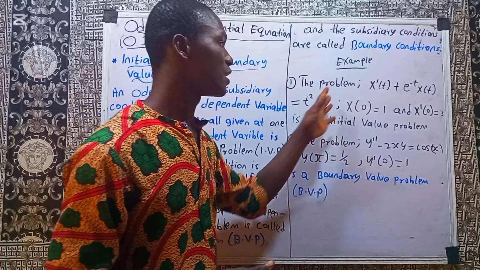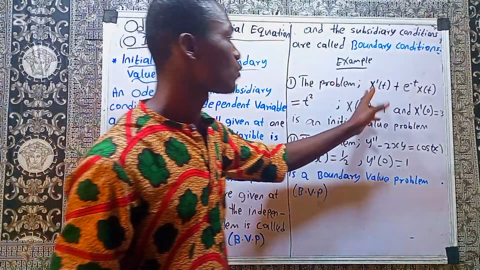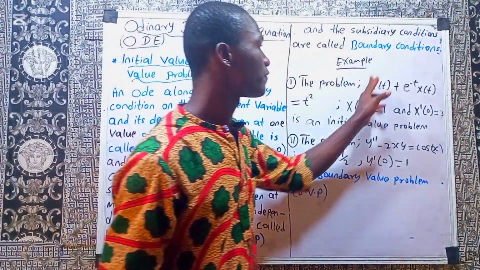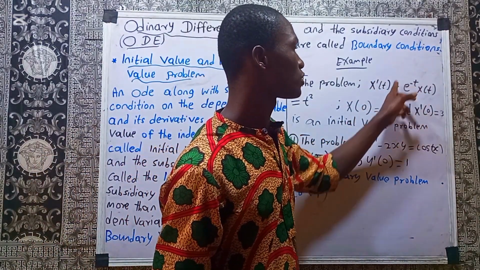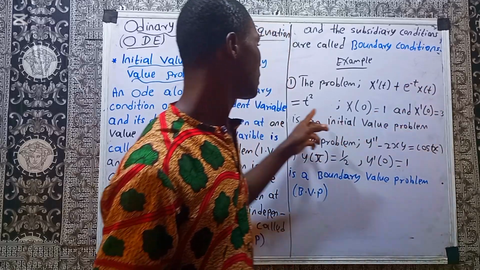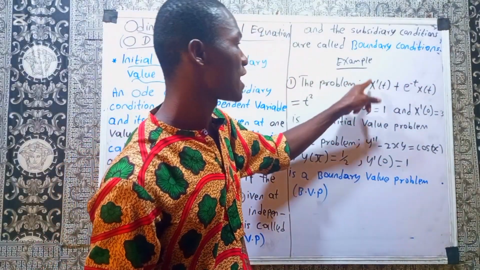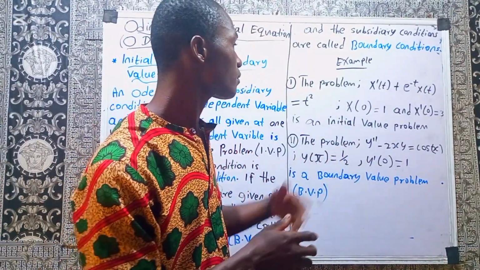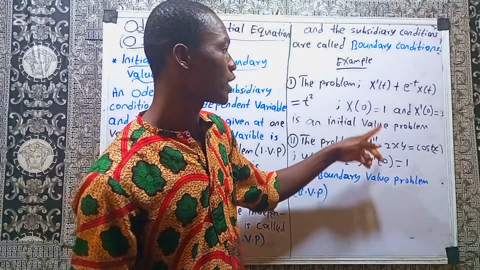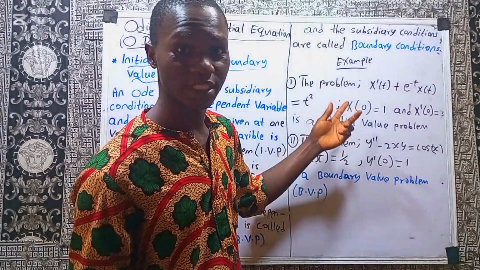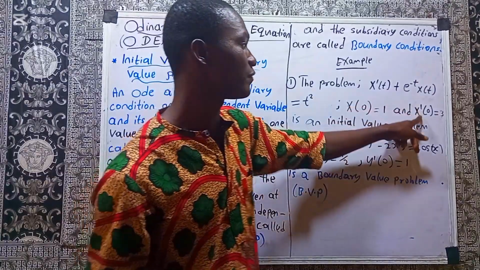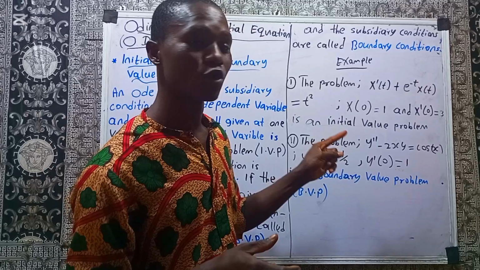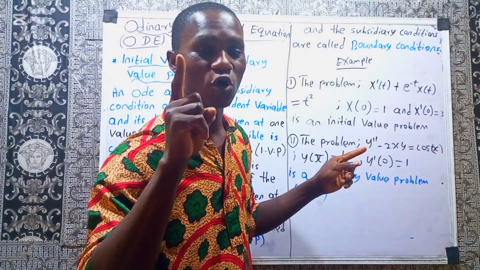Now let's look at these two ODE problems. The first one is x prime of t plus exponential negative t x of t equals t squared. The one having prime is the dependent variable, right? Now x, which has the derivative sign, is the dependent variable, t is the independent variable. Now the condition is attached on the dependent variable x and its derivative, right? But the condition is attached at what? A single point of the independent variable.